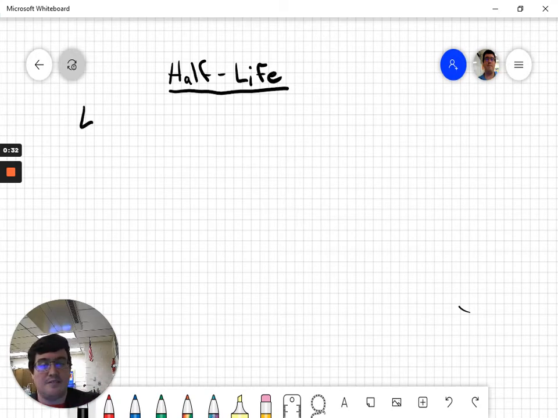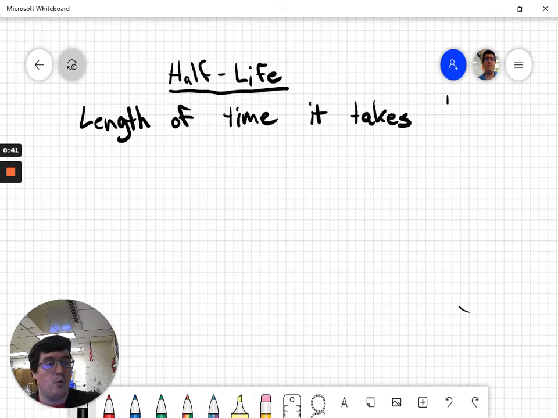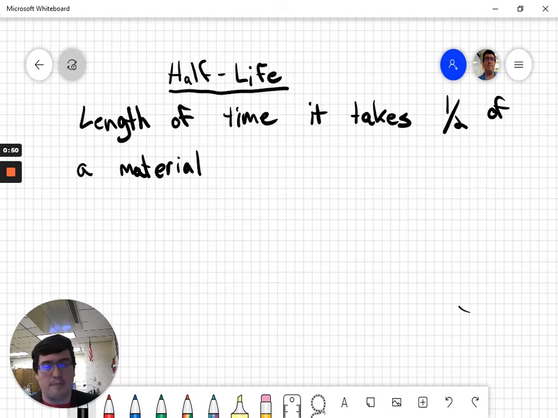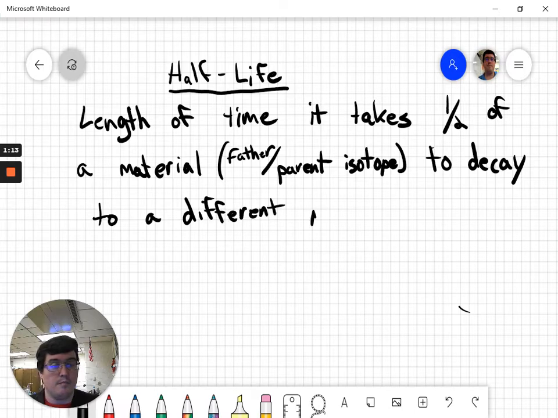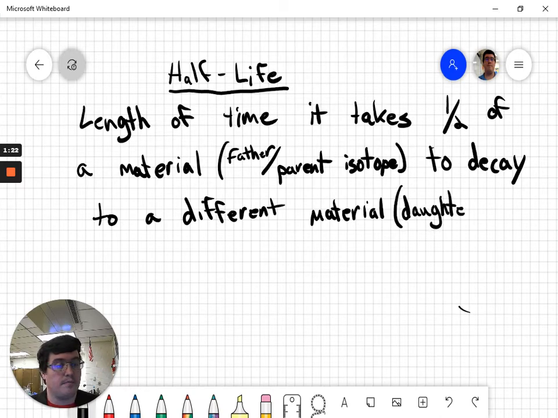A half-life is the length of time it takes one half of a material, and in radiation that material is usually a father, or otherwise known as a parent isotope, to decay to a different material. And again, in radioactivity, the different material that we get is a daughter isotope. So it's kind of fun. So a half-life, right, is the lifetime of half of the material. That's kind of where the term comes from.